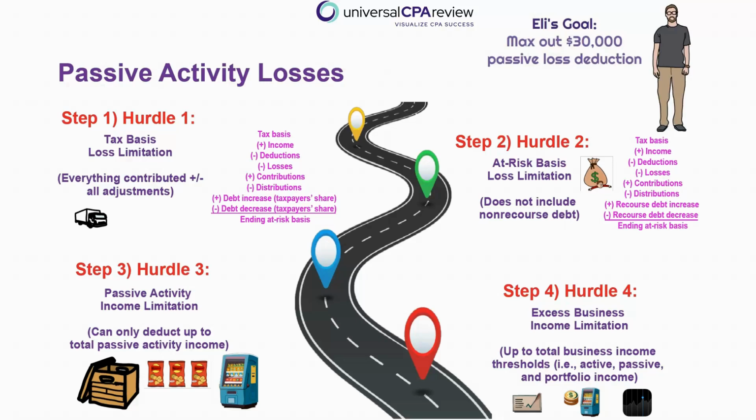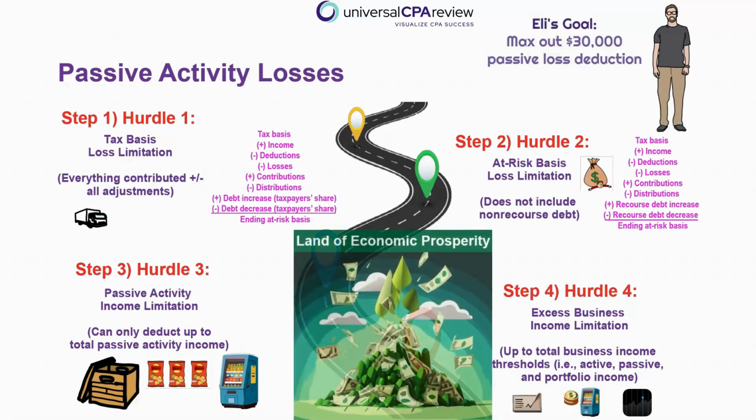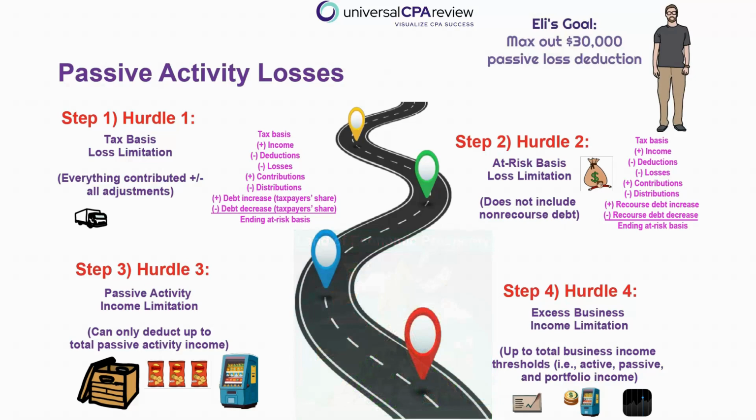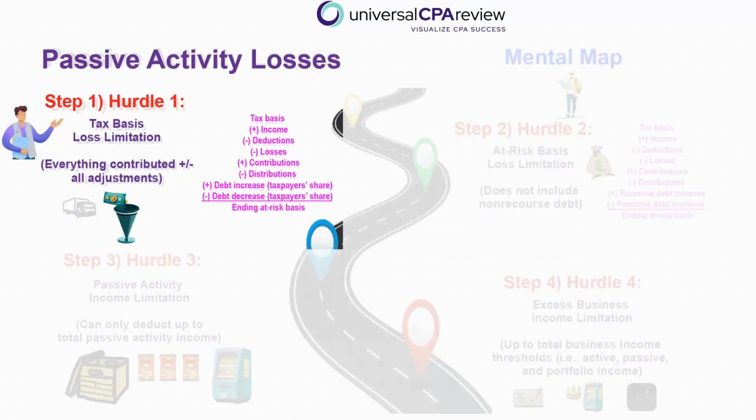So in trying to max out this potential deduction, Eli must first clear these 4 hurdles. All right, so we're going to think of these hurdles like Eli's 4 challenges he must first complete. All right, if he makes it to the end, he makes it to the land of economic prosperity, right? Because he wants to maximize his deductions and minimize his total taxable income. So the first hurdle, right, the first challenge that Eli needs to clear is the tax basis hurdle.